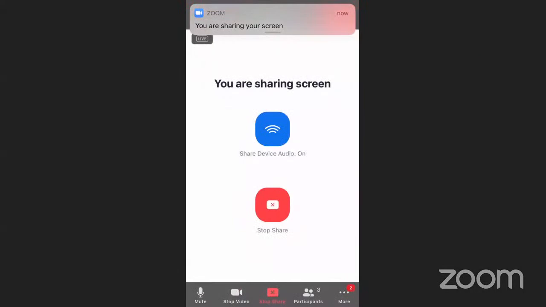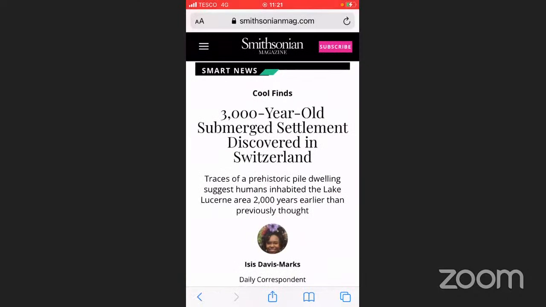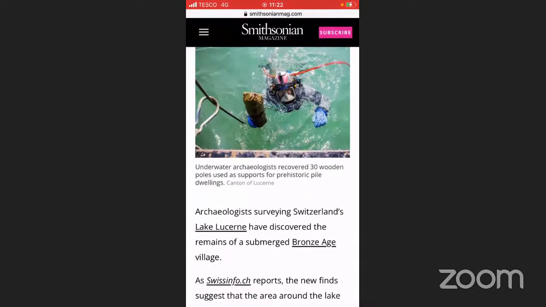If we go to this, we've got this article on the screen. 3,000-year-old submerged settlement discovered in Switzerland. Traces of a prehistoric pile dwelling suggest humans inhabited the Lake Lucerne area 2,000 years earlier than previously thought. Rather interesting, that. Underwater archaeologists recovered 30 wooden poles used as supports for prehistoric pile dwellings. And again, Lake Lucerne. They've discovered the remains of a submerged Bronze Age village.